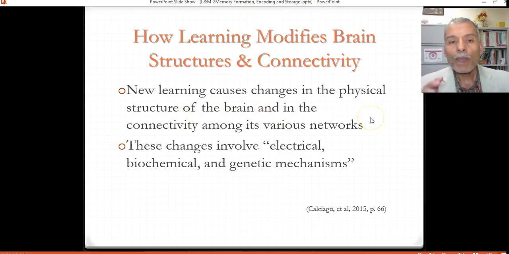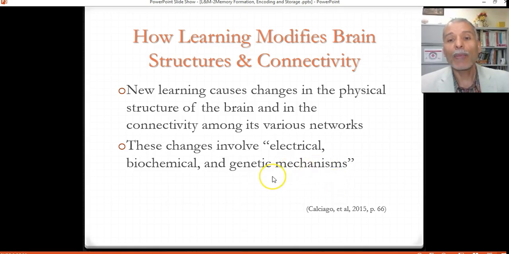First, the physical structure of the brain, how it connects. And that's the most important thing, connectivity, not how many cells you have. It is how neurons connect to make circuits and networks that make skills possible to learn. The structures of the networks will be modified, will be changed as a result of new learning. And that change is going to involve electrical firing, biochemical changes, changing the chemistry and the biology, the nature of the cell itself, and genetic mechanisms.